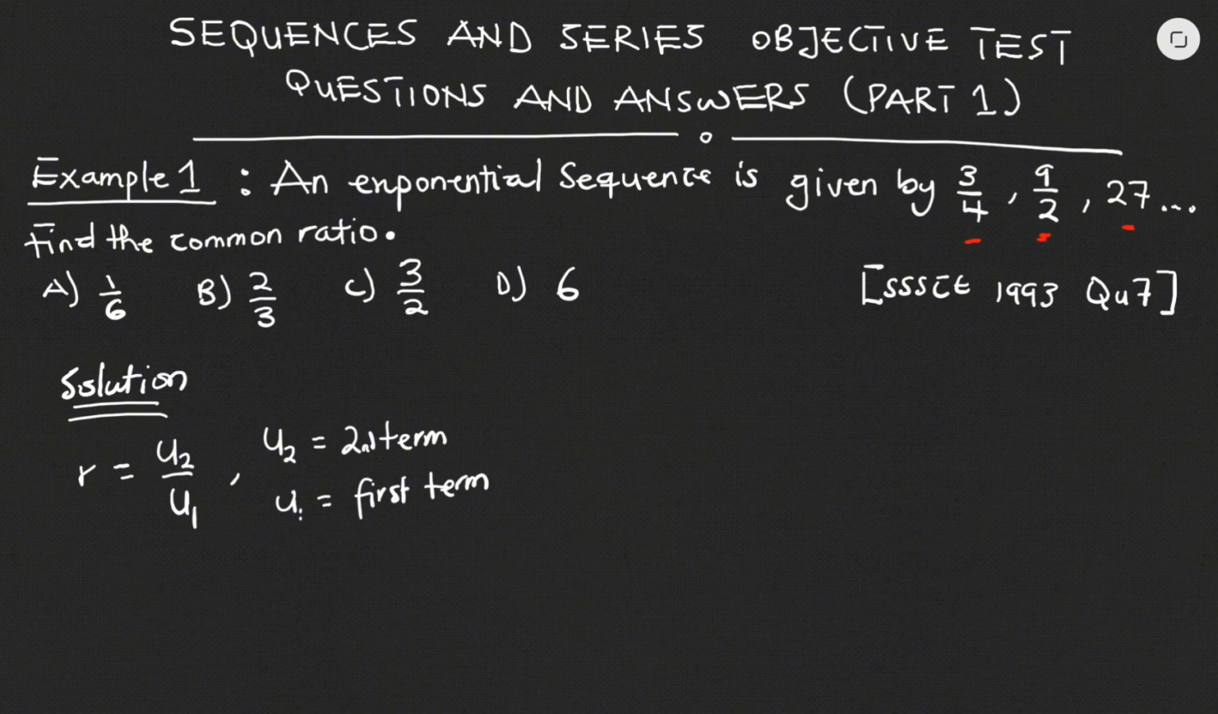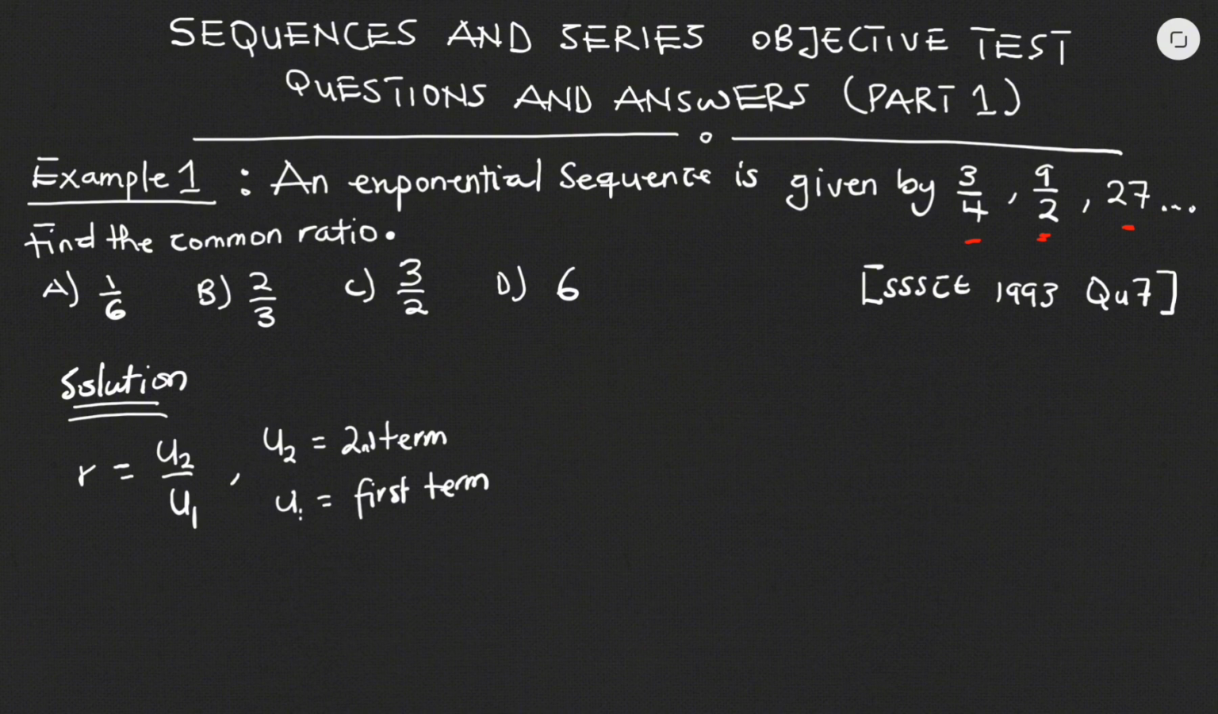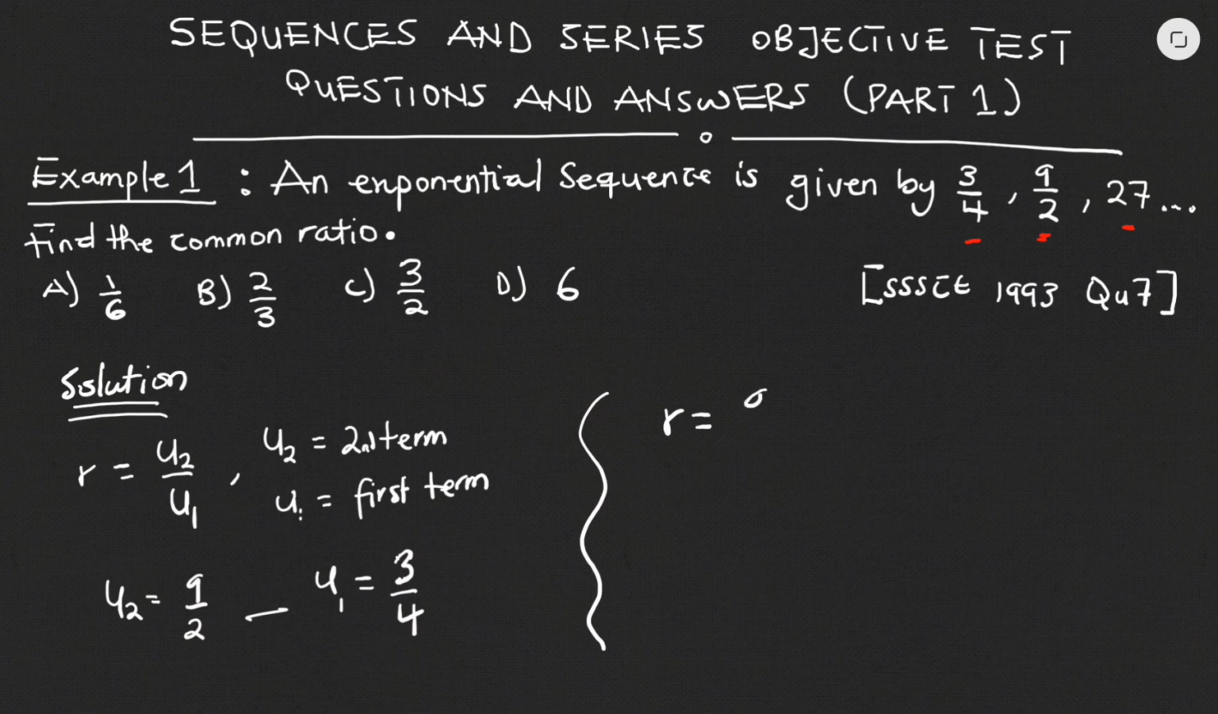You don't jump any term. So if you're using the third term, use U3 and U2. If you want to use the first two, you use U2 and U1. That is how we find the terms for our common ratio. All right, so in this case, our U2 is 9/2, so I have 9/2 here. My U1 is 3/4.